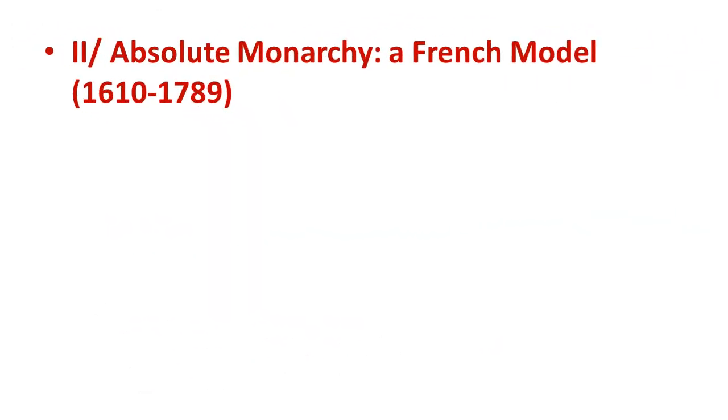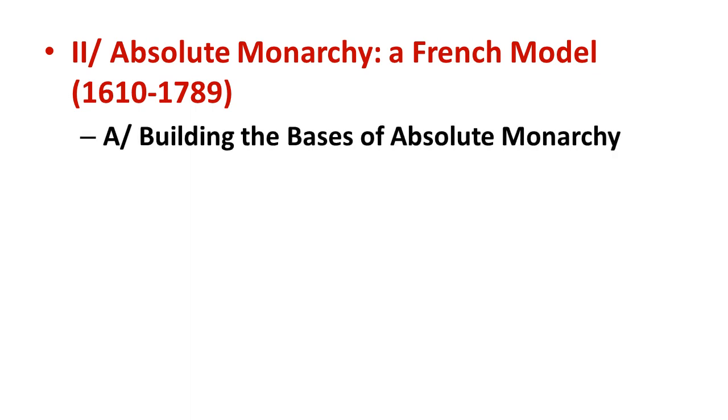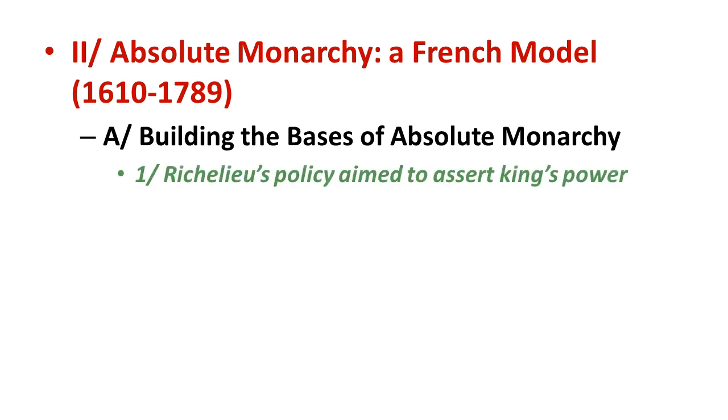Anyway, if we go back to the early modern times, my first point will be about the building of the basis of absolute monarchy. And I will mostly talk about the reign of Louis XIII and some years in the beginning of the reign of young Louis XIV. First point, and actually the key actor here will not be the king, but his main minister Richelieu, whose policy aimed to assert the king's power.